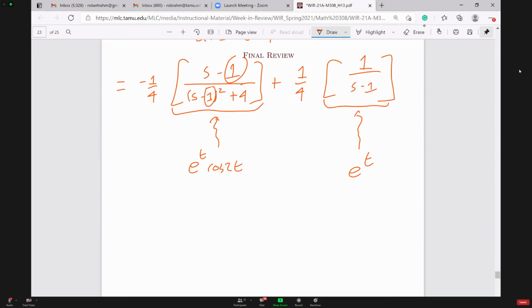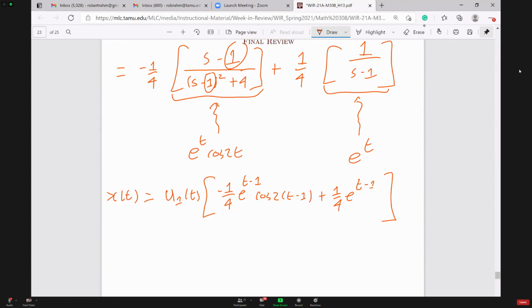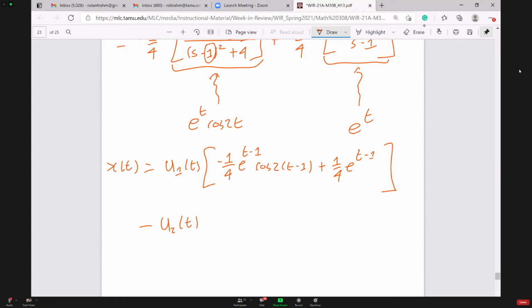And so the inverse Laplace transform is x of t equal to u1 of t times minus 1 over 4 e to the t minus 1 cosine 2 times t minus 1 plus 1/4 e to the t minus 1, minus u2 of t times minus 1/4 e to the t minus 2 cosine 2 times t minus 2 plus 1 over 4 e to the t minus 2. That is the inverse Laplace transform of everything. So that's the final answer, what I just wrote there.